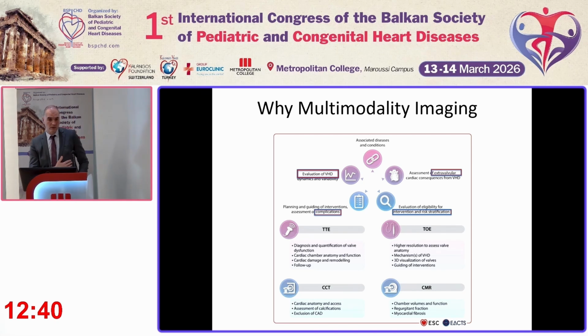And there is a role, as we'll see later on as well, for cardiac CT and cardiac MRI. They are not the first line tools in valvular disease. They are quite important, however, and they have a complementary role that can determine the management of the patient.